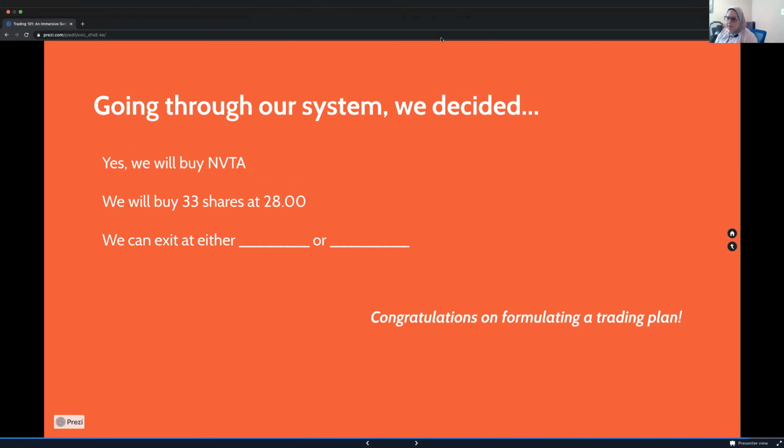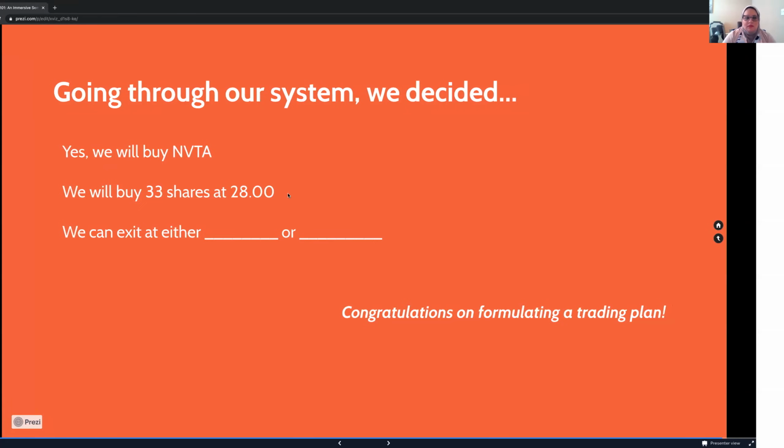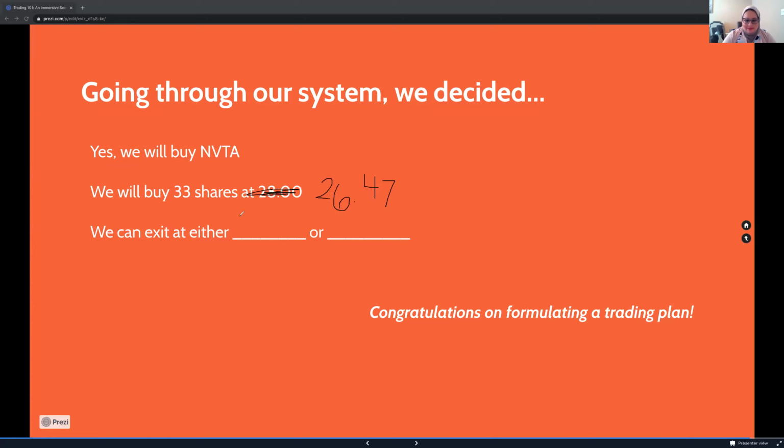26.47. Yeah, sounds about right. I'm just going to write this down so we don't forget. 26.47, and where we're going to exit will depend on our strategy. We could exit at the closest level of resistance, that's 28.06. Or buy 10 shares tomorrow just for the heck of it to see what it does.